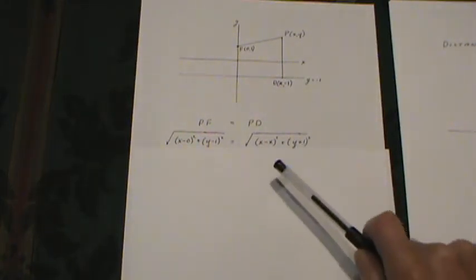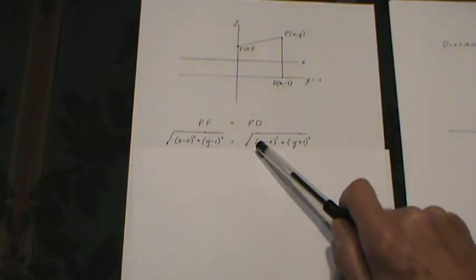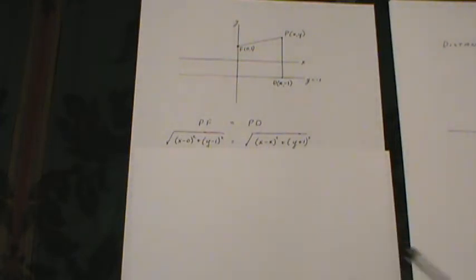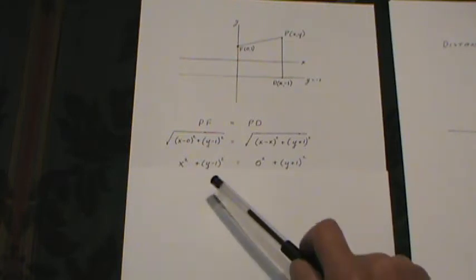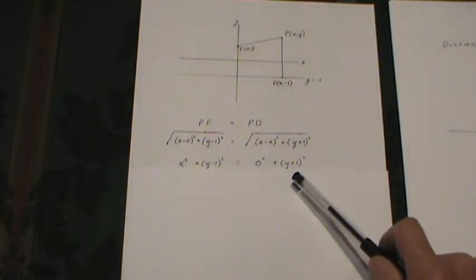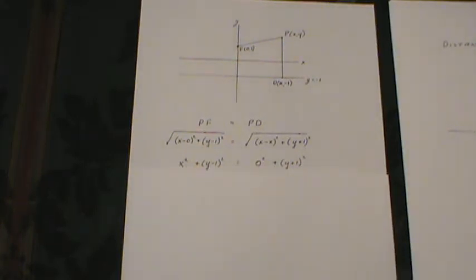Now, this just disappears because those x coordinates are the same. That just becomes an x squared. And when I square both sides and remove the root sign, this is what we've got. So now I'm going to expand the y minus 1 squared and the y plus 1 squared. Most students like to write them twice so that they don't miss any terms.